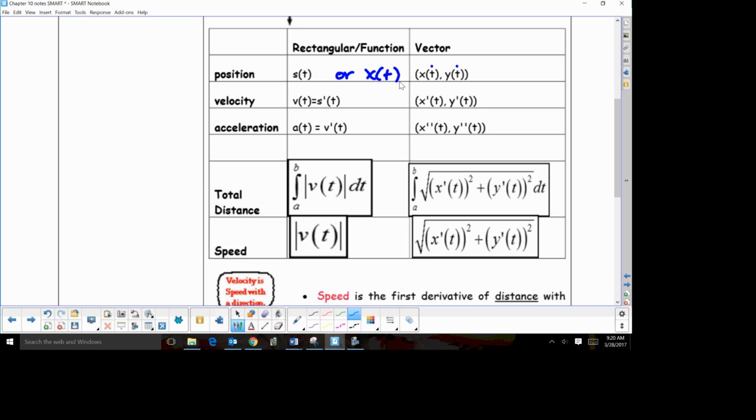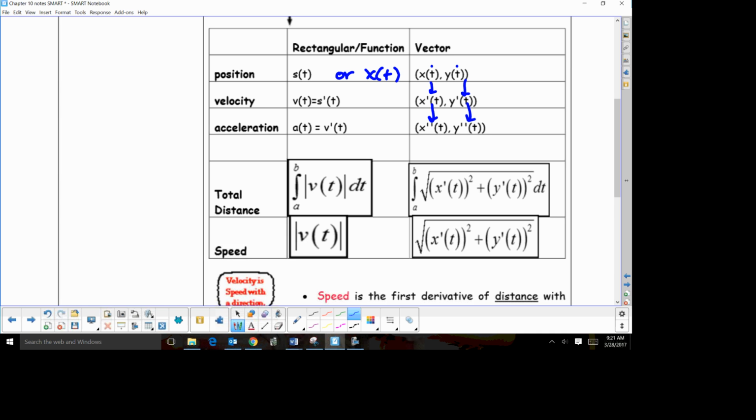So velocity, we know, is just the derivative of position. Acceleration is the derivative of velocity. So when we have these in the vector formats, it's going to be very intuitive. Again, we just derive and derive all the way through. So nothing too crazy.